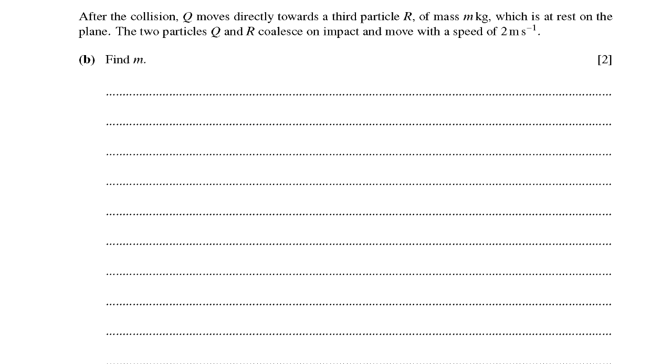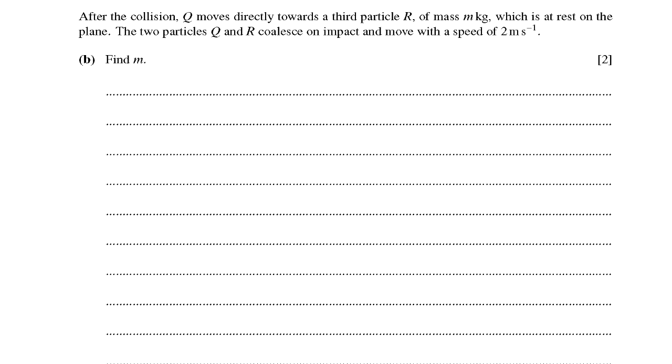After the collision, Q moves directly towards a third particle R of mass m, which is at rest on the plane. The two particles Q and R coalesce on impact and move with a speed of 2 meters per second. Find the mass of R. The trick here, or is there a trick? It's still just a momentum question, and the two particles collide and join, and the masses become one mass. Where you could go wrong is that what we found in the previous part was the velocity of P, but now we're trying to use the velocity of Q, which they actually told us in the previous part of the question is 3.